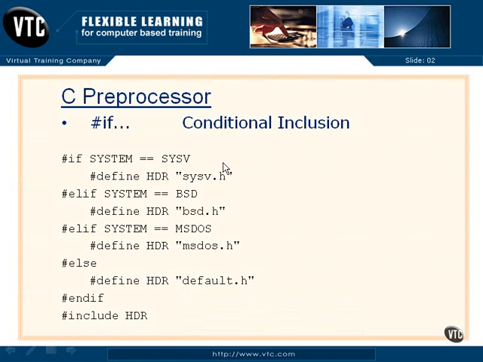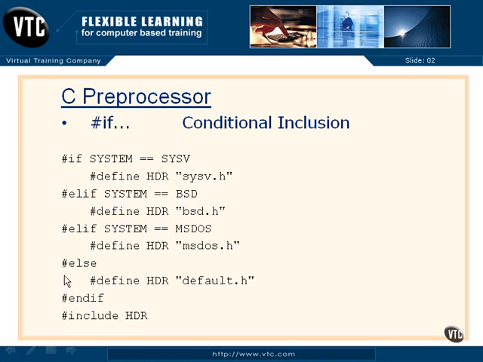Now here's conditional inclusion. In this case, if a previously defined preprocessor value called SYSTEM is equal to another previously defined value like SYSV, then we'll define our header HDR value as sysv.h. Else if, #elif, SYSTEM equals BSD, we'll pound define the header as bsd.h, else if MSDOS, define the header as msdos.h, and then a final else. Notice this works just like the if and else if that we had in the C language itself. Else we'll pound define HDR as default.h.